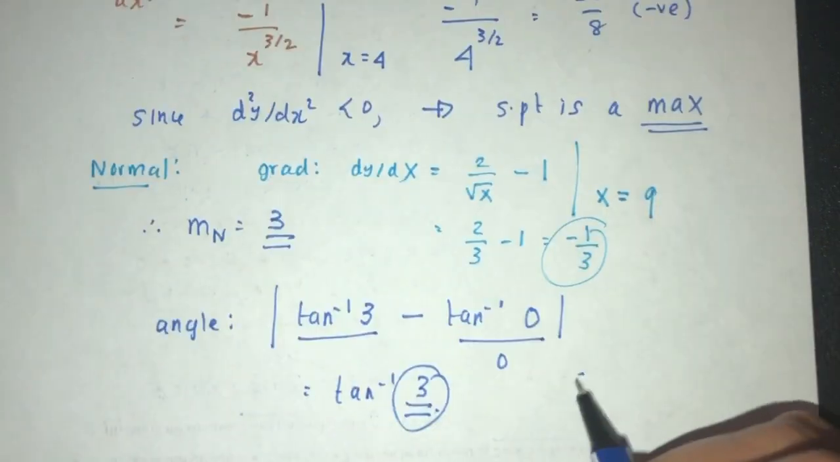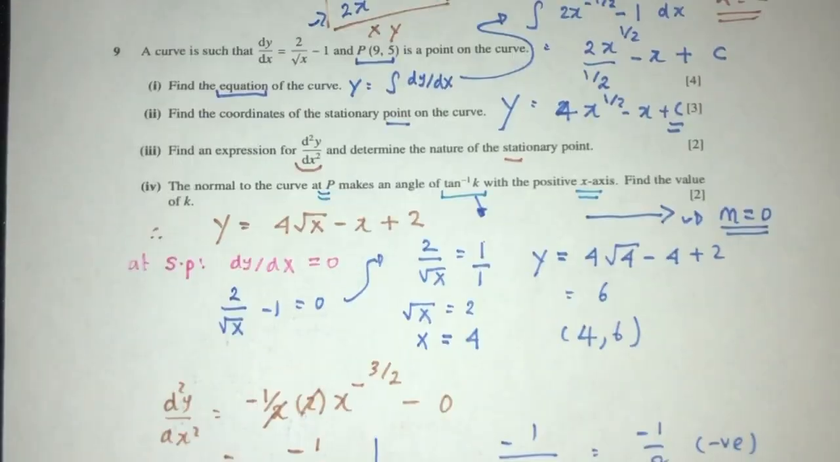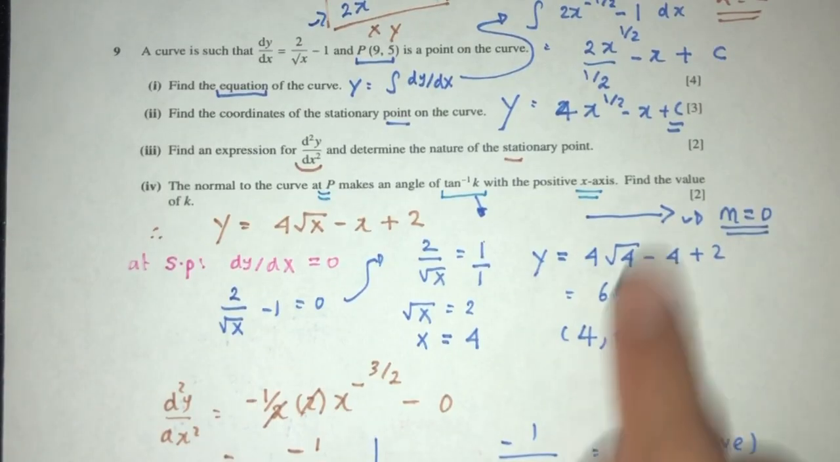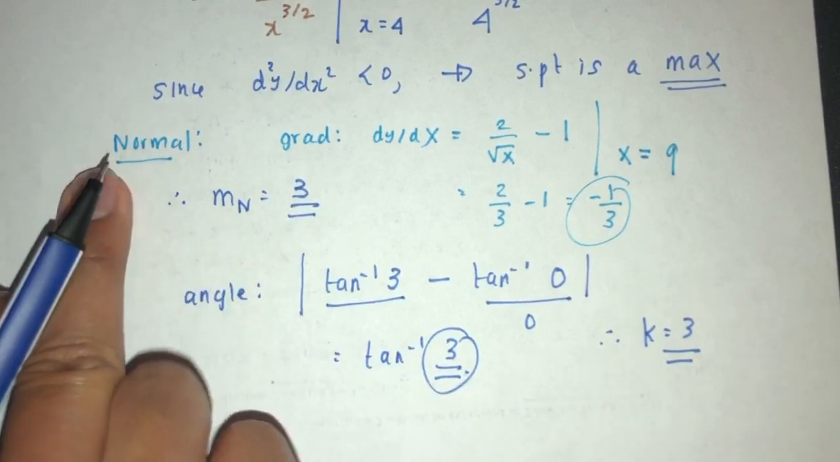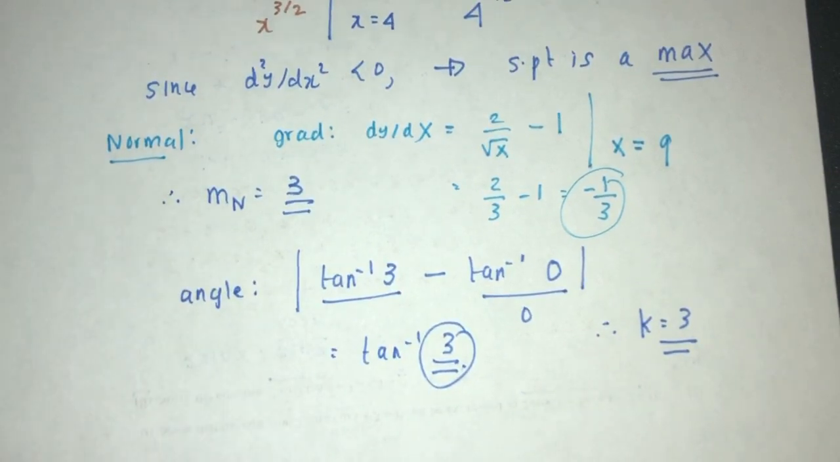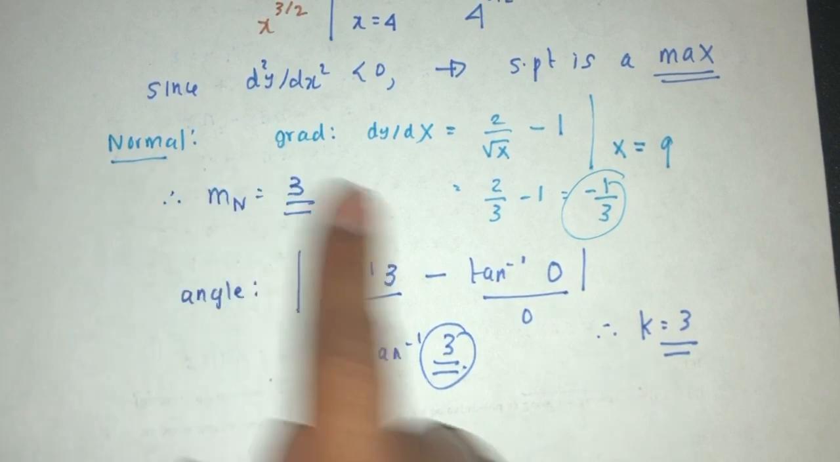Now k is 3. So I guess the question did not ask you to find the angle, it just asked you to find the value of k. So k will be the value of 3, which is the gradient of the normal. The main concept here is to find the angle between lines. We have to use the gradients. Now we have seen the gradient of the normal is 3 and the gradient of the x-axis is 0.